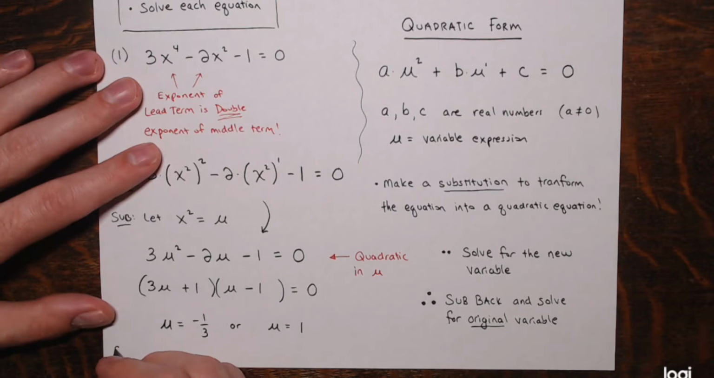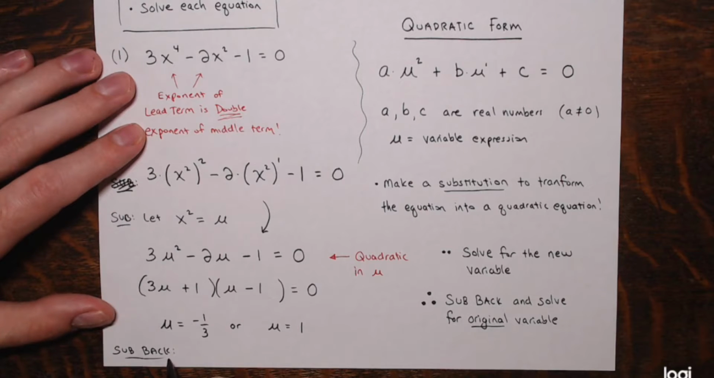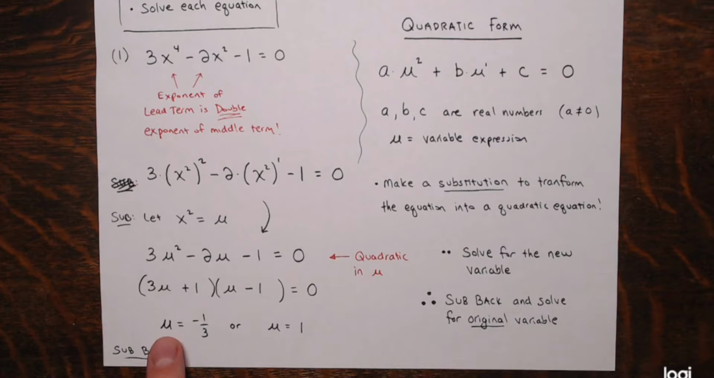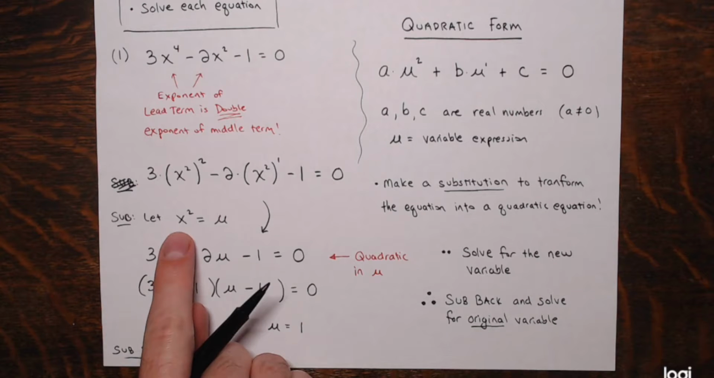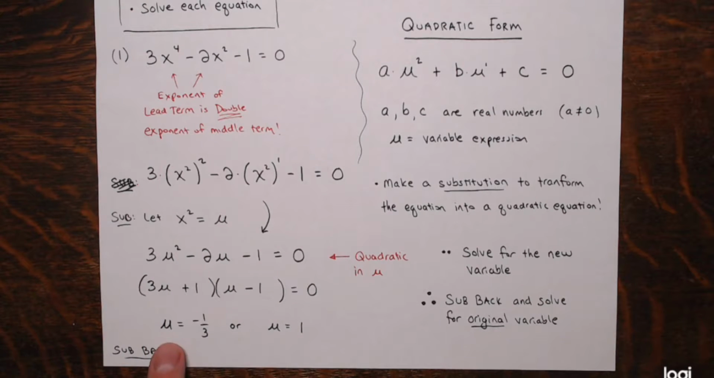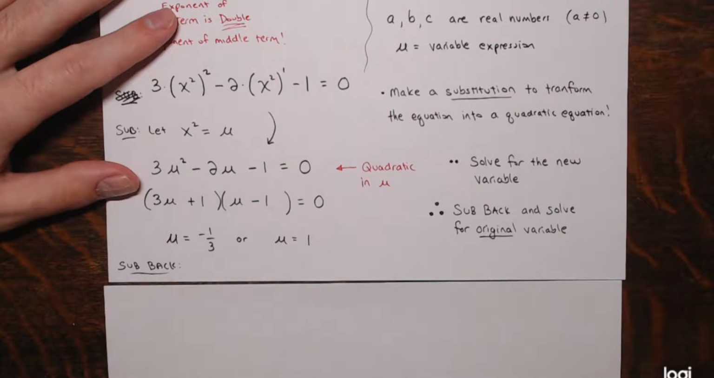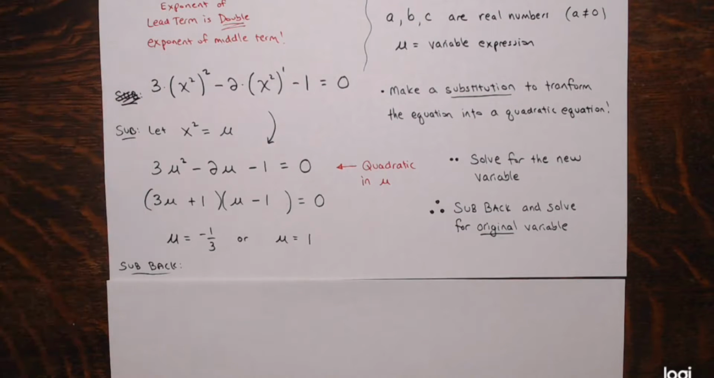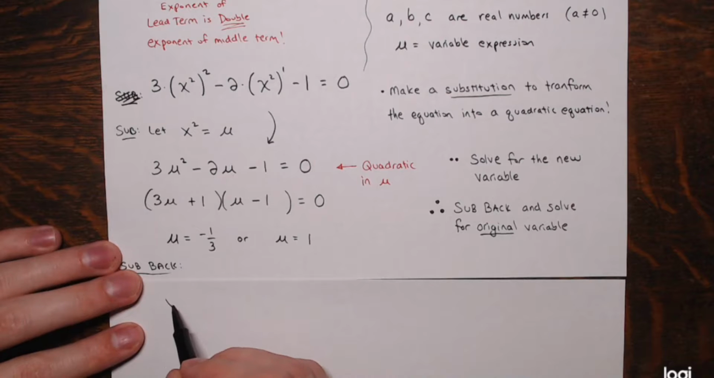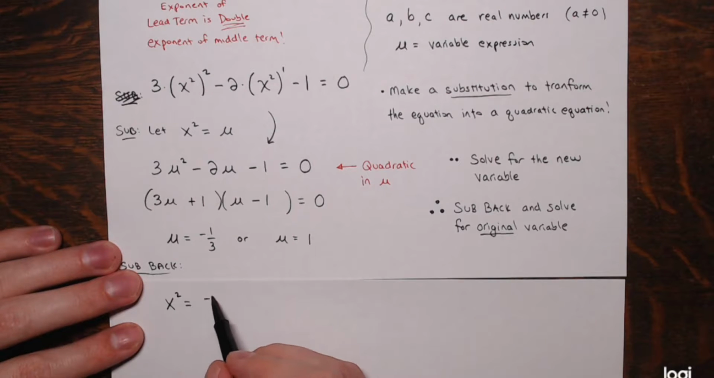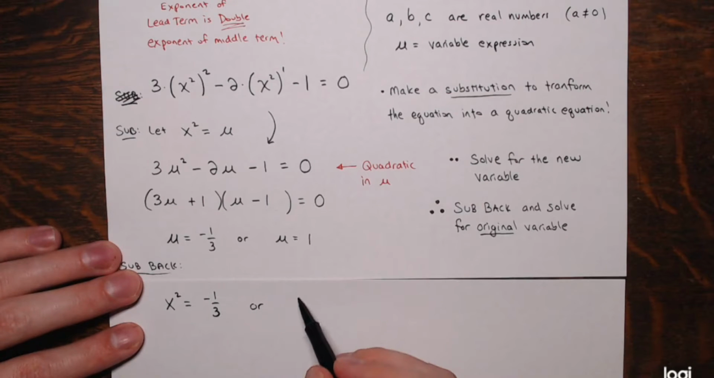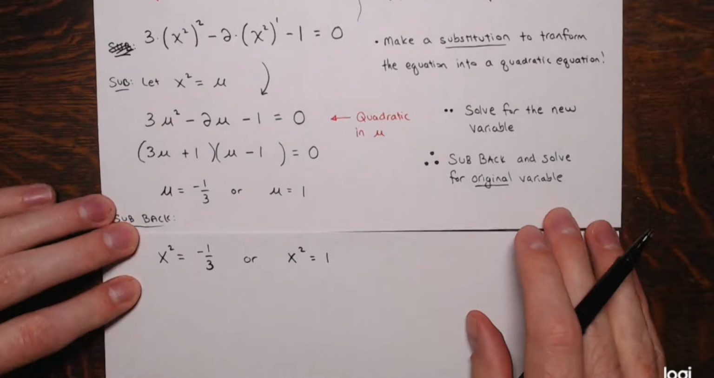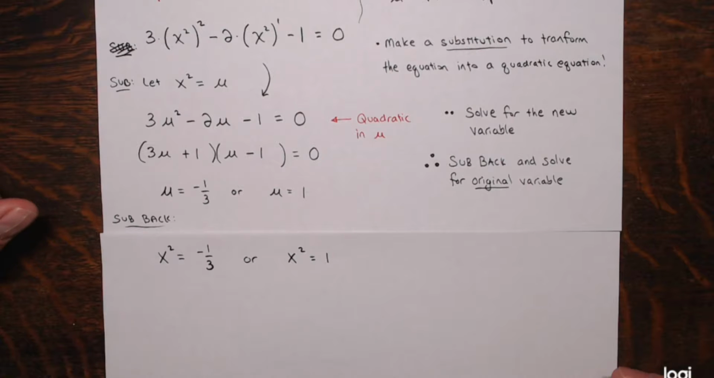Okay, so here comes the sub back part. So remember, every time I see a u, u was replacing x squared. So now I go back and change all the u's to x squared. So this equation becomes x squared equals negative 1/3, or in here x squared equals 1. And we solve these for x, solve for the original variable.